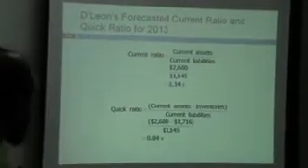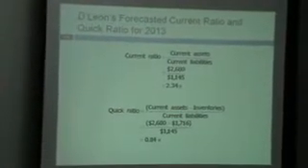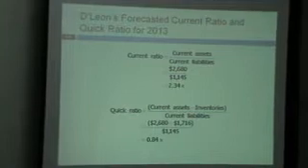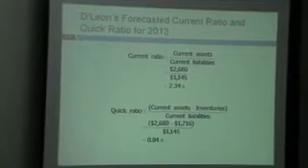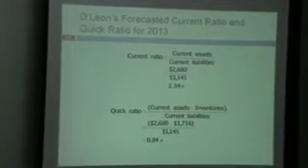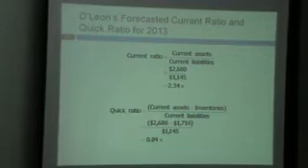Okay, now first of all, starting with the liquidity ratios. The liquidity ratios reflect the ability of the firm to meet its obligations. 2 ratios are generally calculated to determine the liquidity of a company. One is the current ratio. Current ratio is your current assets divided by current liabilities. Current assets divided by current liabilities.